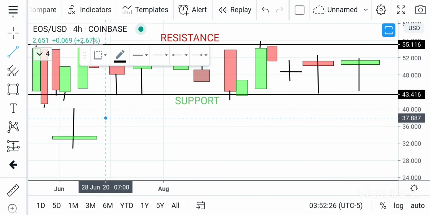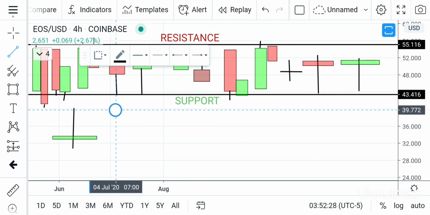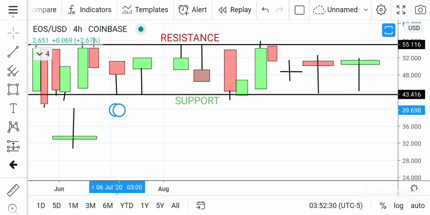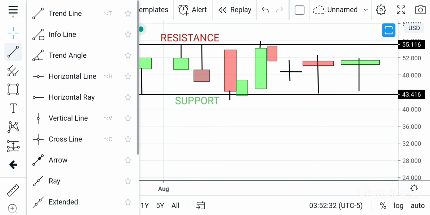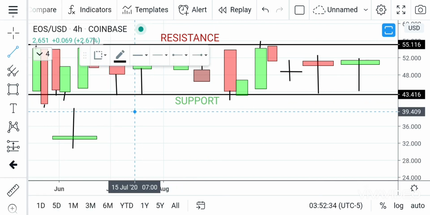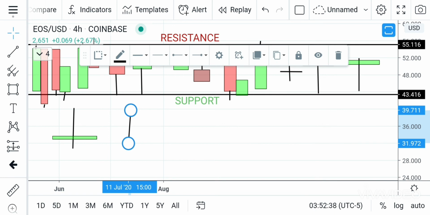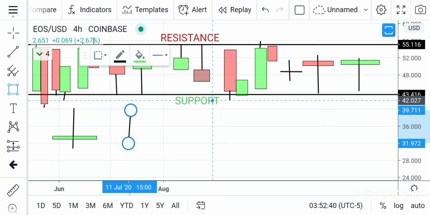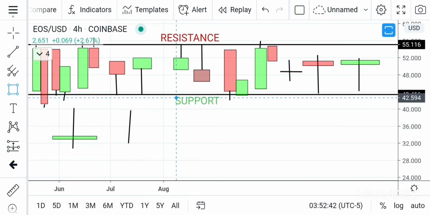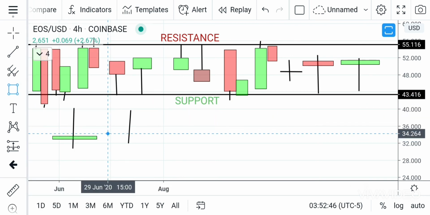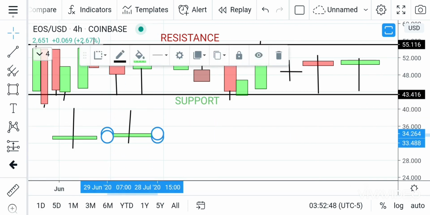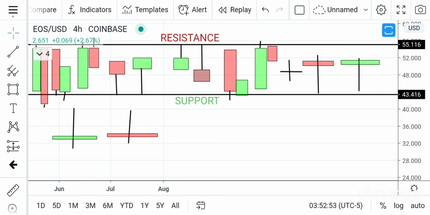The next variation of a Gravestone Doji looks like this. Let me do that again. The next variation of a Gravestone Doji looks like this, and you have the body of the candle as red. So they are both bearish reversal candlestick patterns.